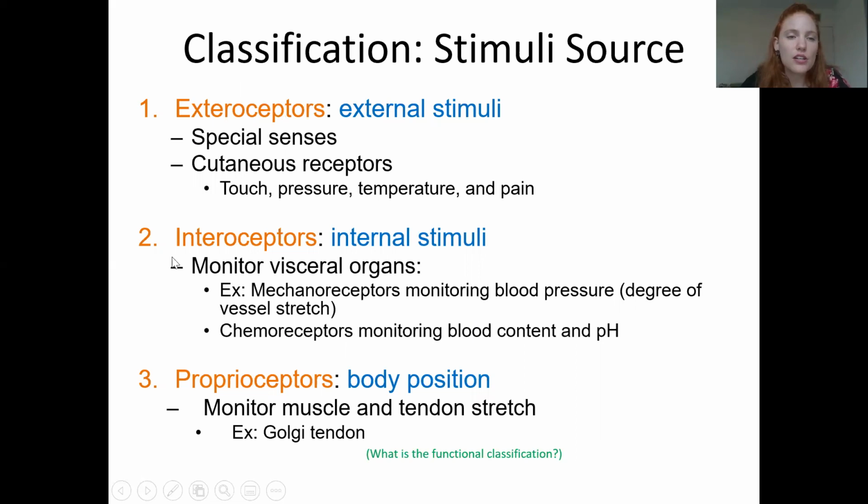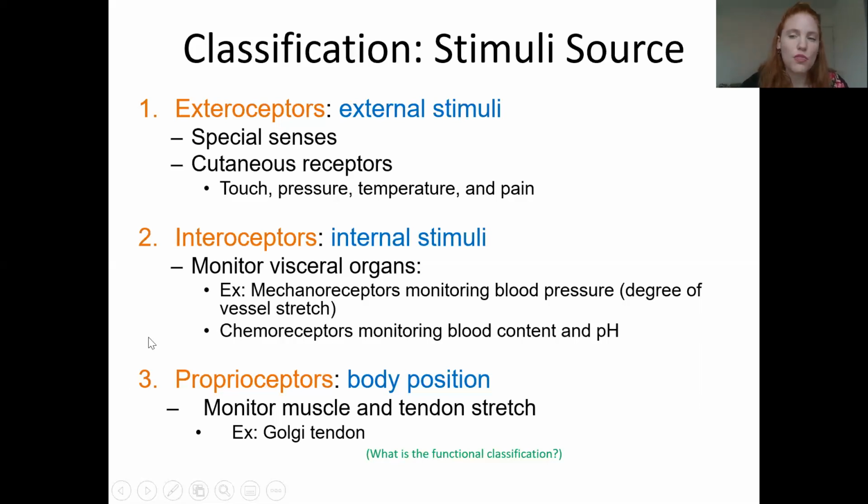And then interoceptors, just kind of what it sounds like, is internal stimulus. And so this is the way that your body monitors what's happening inside of you to make sure that you're maintaining a constant state, homeostasis. So for example, monitoring what's happening with your intestines, monitoring the food as it goes through. Anything that's inside of your body would be interoceptors. Okay, so external, intero, internal.